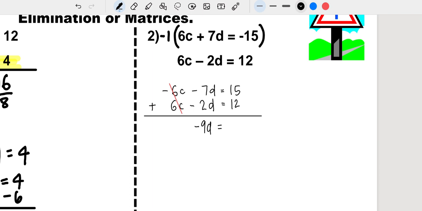9d, not 90, but 9d. And then 15 plus 12 would get us a 27. And then we solve for d. So when we solve for d, we're going to divide by negative 9.